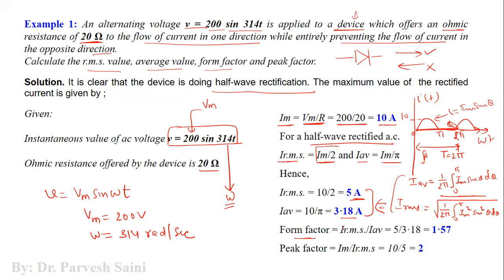The form factor can be obtained by dividing the RMS value by the average value, because form factor is the ratio of RMS to the average value, which is 1.57. Similarly, the peak factor can be obtained as 2. So this is how you can calculate. This is a simple straight formula-based question. You just need to calculate the RMS and average value to get the value of form factor and peak factor.